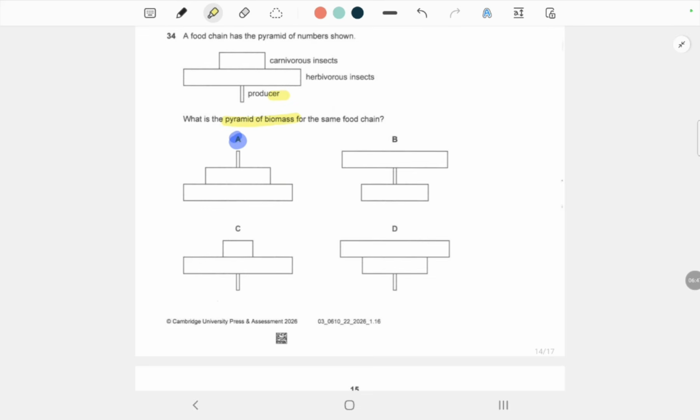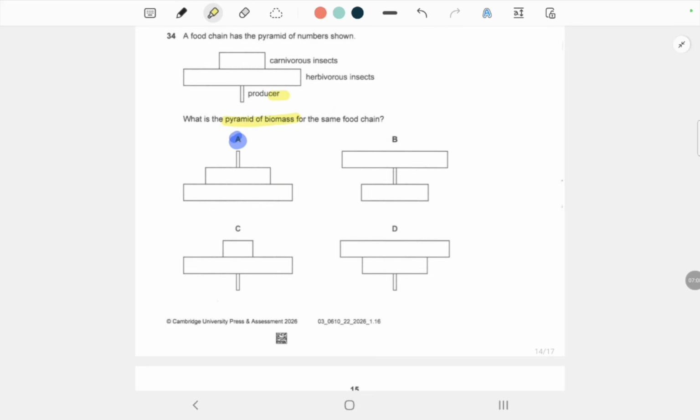Okay, now moving on to the carnivorous insects and herbivorous insects. Basically herbivorous insects will be much fewer compared to the producers, and carnivorous insects will be much smaller in amount, because as you know, herbivorous insects will eat the grass.